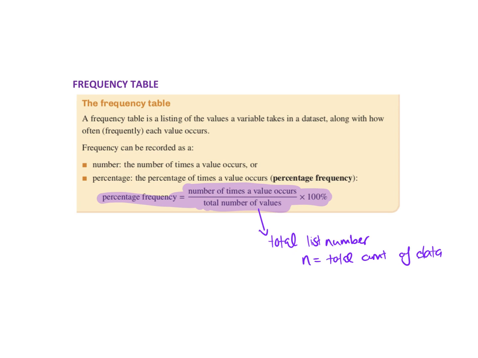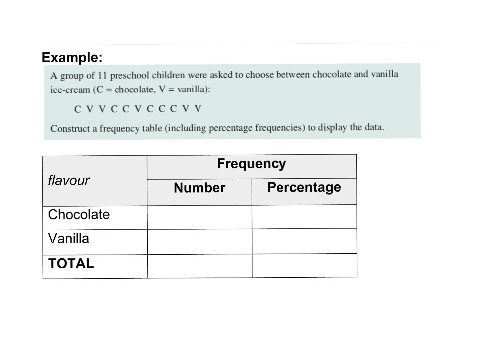All right, so that's how we're going to find a percentage if we want to convert them. Okay, so let's have a look. We've got an example of a set of data. A group of 11 preschool children were asked to choose between chocolate and vanilla ice cream. They've recorded the details, and it says construct a frequency table.